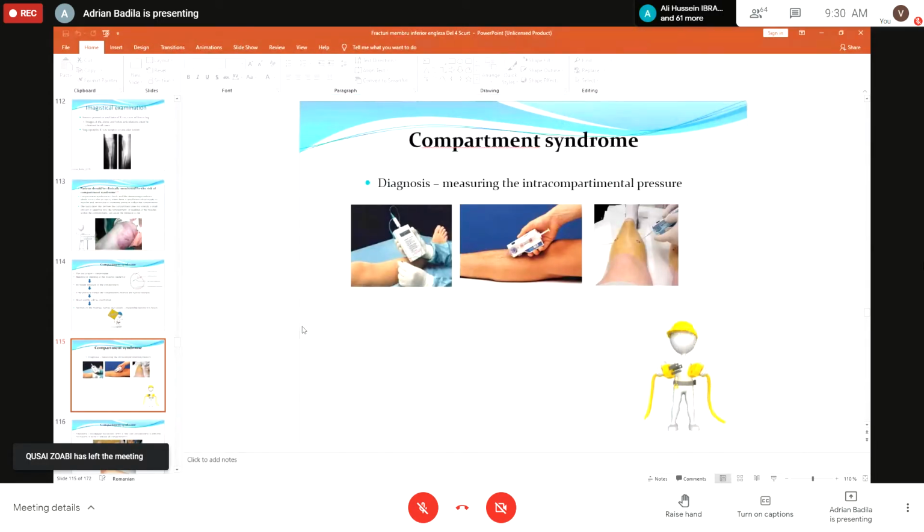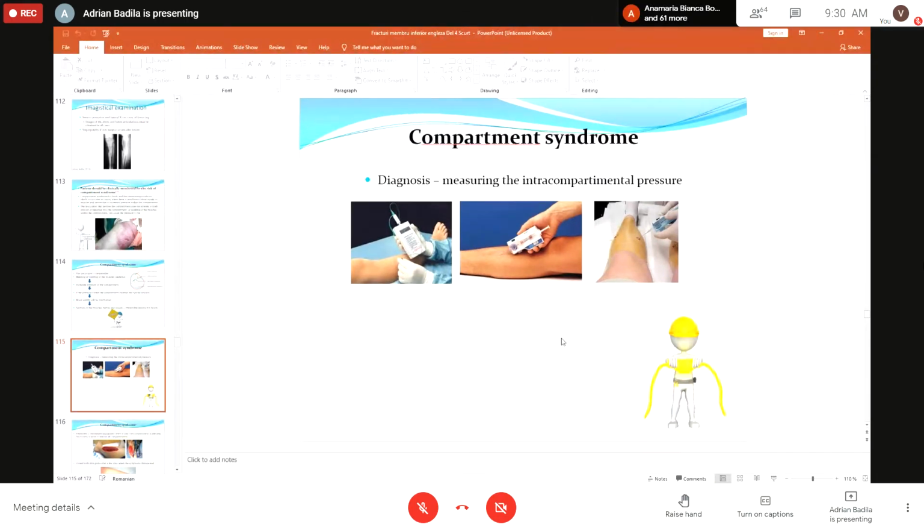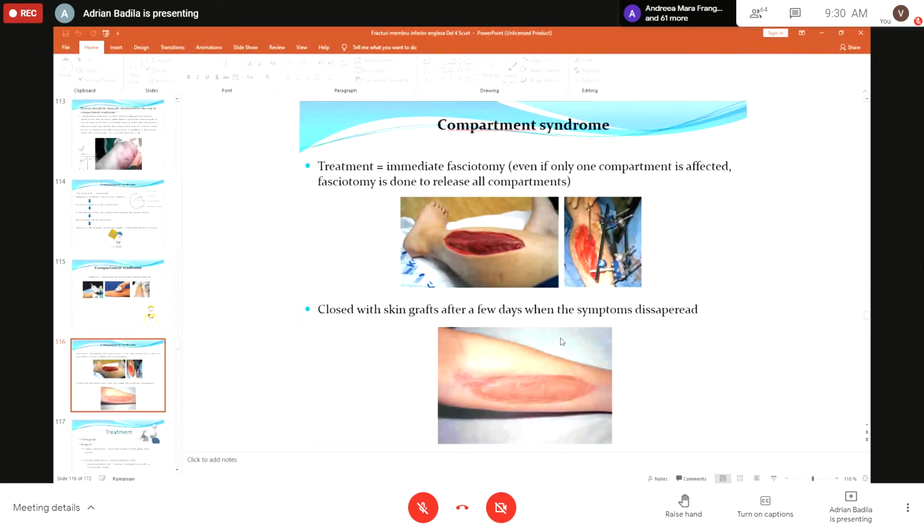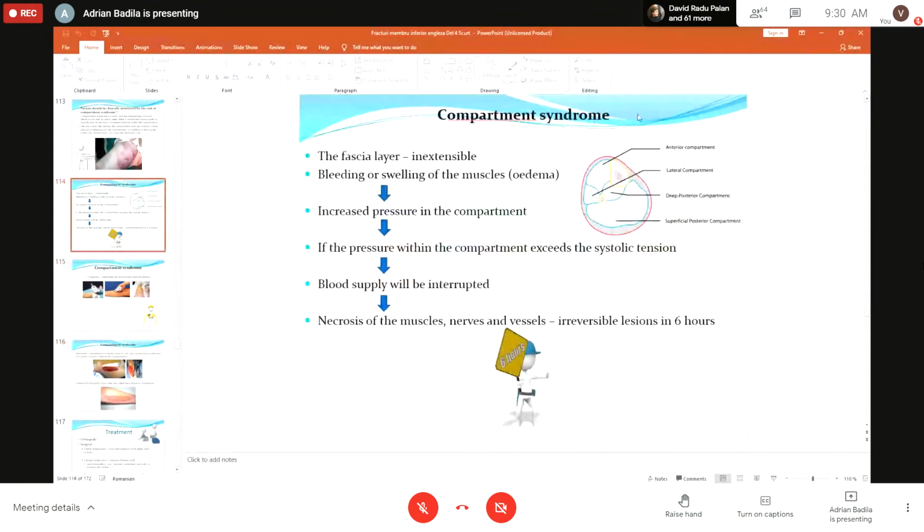How do we diagnose the compartment syndrome? It is simple. By measuring the intracompartmental pressure with a manometer like in these images. And the treatment will be immediate fasciotomy. Even if only one compartment is affected at the level of the segment, this fasciotomy must release all the compartments. At the level of the tibia and the peroneum, so between the knee and the ankle, we have 4 compartments. We have an anterior compartment, a lateral compartment, a deep posterior compartment, and a superficial posterior compartment. So the fasciotomy must release all 4 compartments.